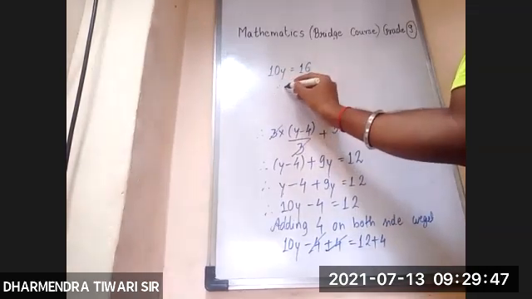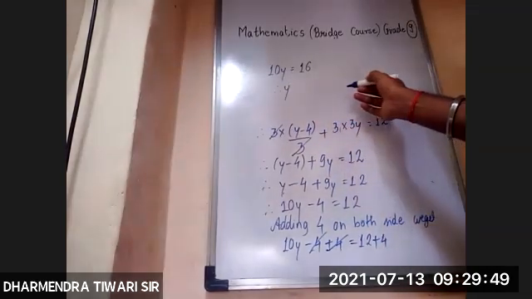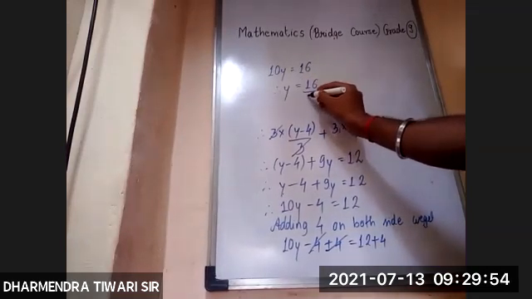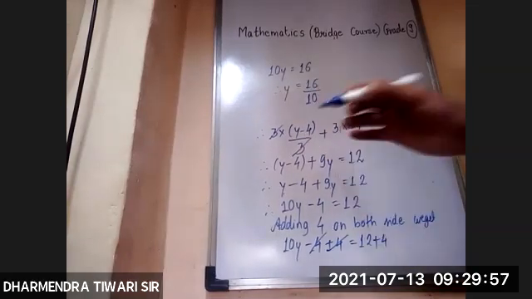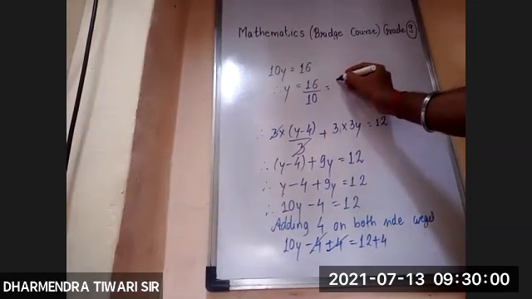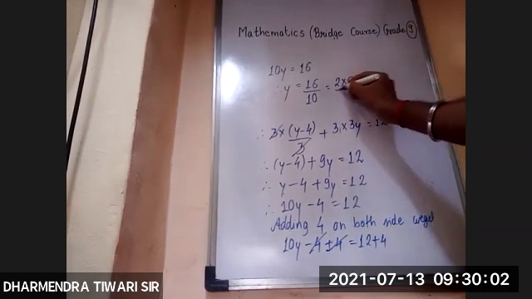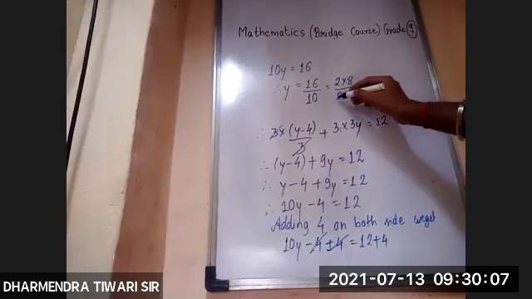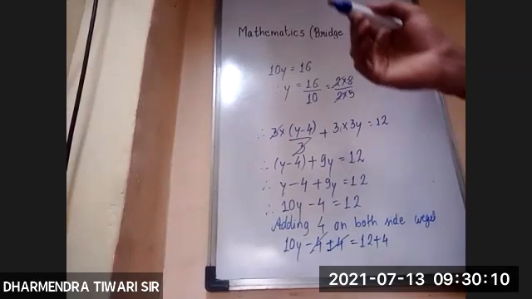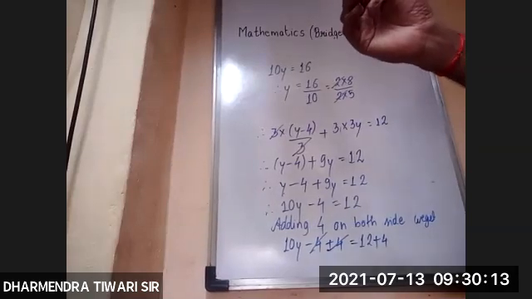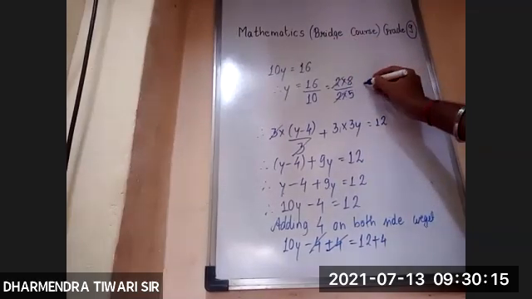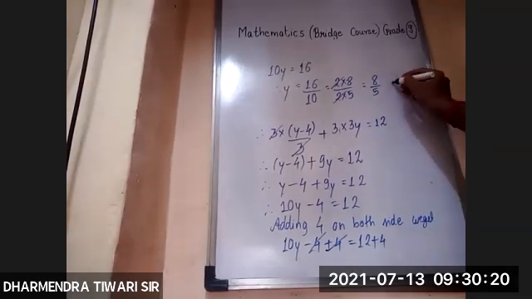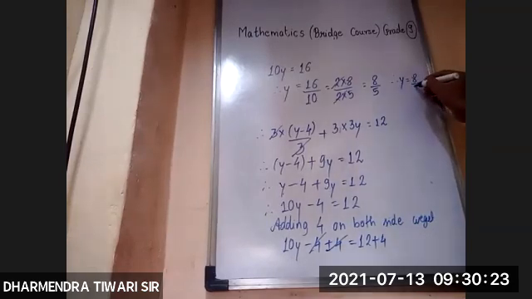So therefore, taking this 10 to the right hand side, it will take the form of division. You can write this as 2 into 8, and this as 2 into 5. You can see that 2 is a common multiple in both, so 2 gets cancelled. What remains? 8 upon 5. So therefore, y is equal to 8 by 5 is the answer.